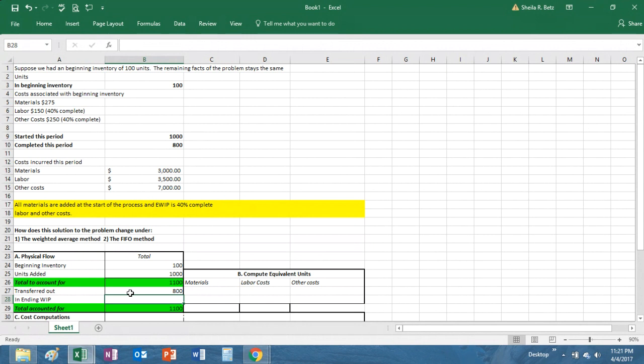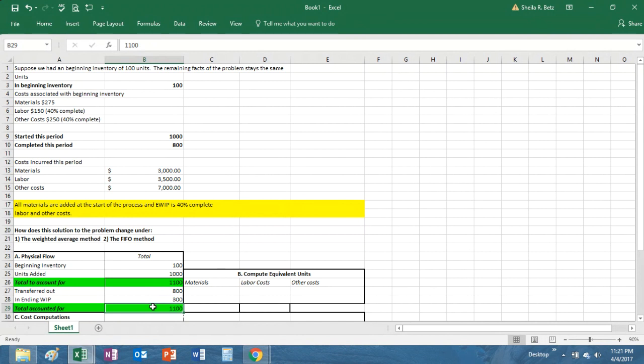So the only thing we do not know is how many units were left in ending inventory. However, because I know that transferred out and ending inventory must always equal 1,100, I can take 1,100 less my transferred out to get that we had 300 units in ending inventory. The next step is to calculate the equivalent units.